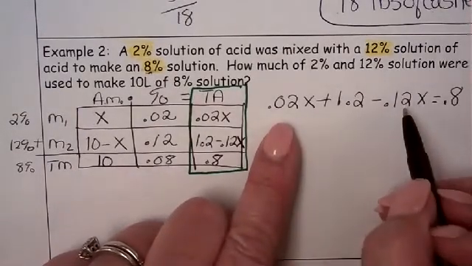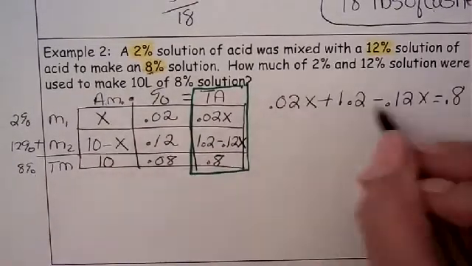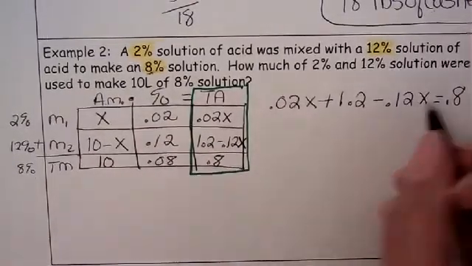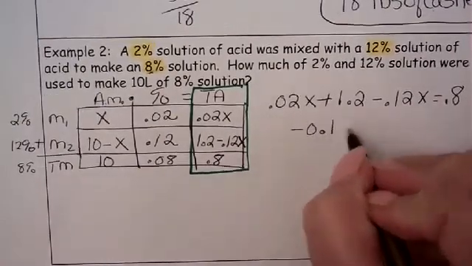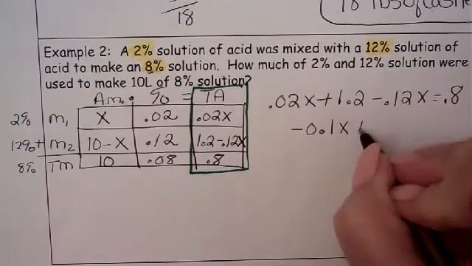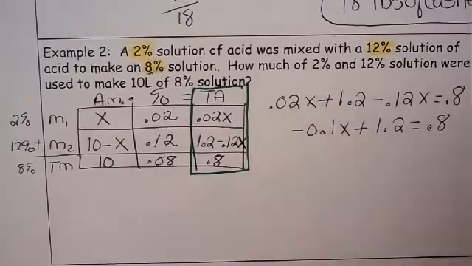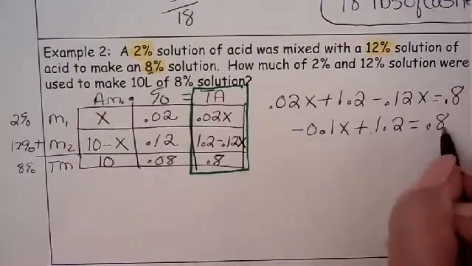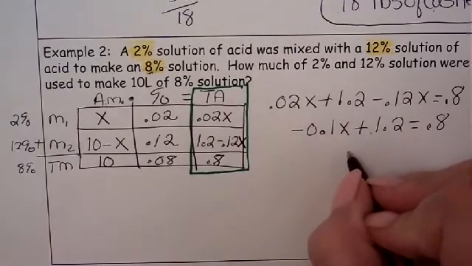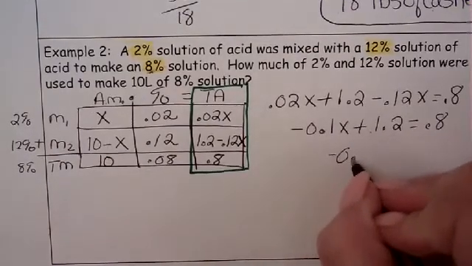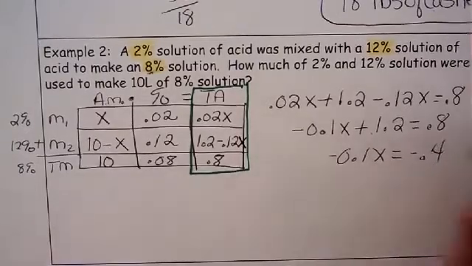Now, let's combine our like terms. So I'm going to do 0.02x minus 0.12x, and I come up with negative 0.1x plus 1.2 equal to 0.8. If I subtract the 1.2 from both sides, that's going to give me what? Let's see, that's going to give me negative 0.1x equal to negative 0.4.